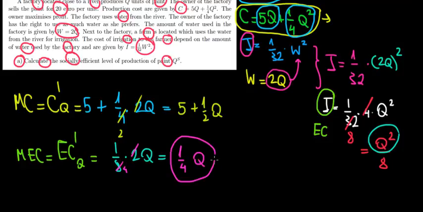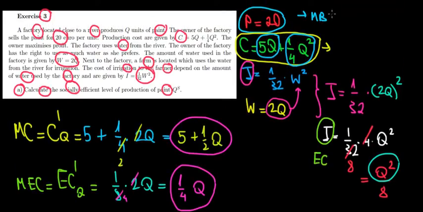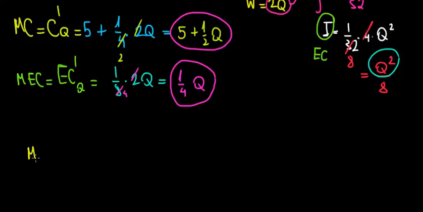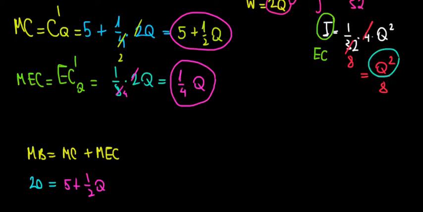Now with this marginal external cost in mind, and with the marginal cost of production, and also the marginal benefit that we found over here, we can solve the question. The marginal benefit is going to be equal to the marginal cost of production plus the marginal external cost to the farmer. So the marginal benefit equals 20. What is the marginal cost of production? That's 5 plus 1/2 q. And what's the marginal external cost? That's 1/4 times the quantity. So plus 1/4 times the quantity.